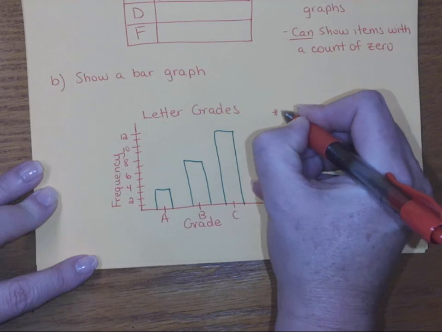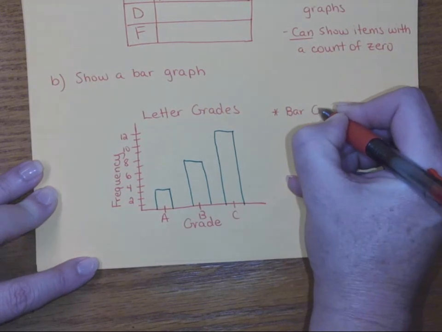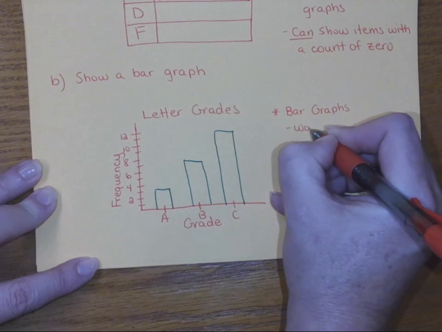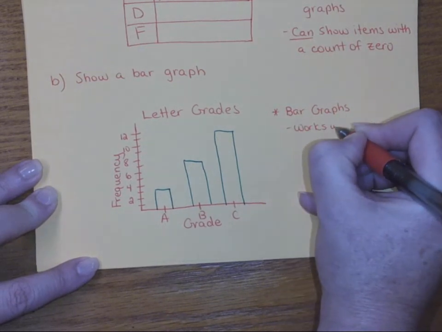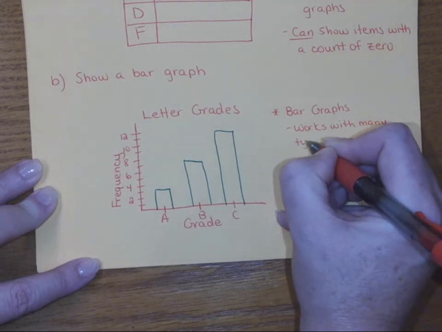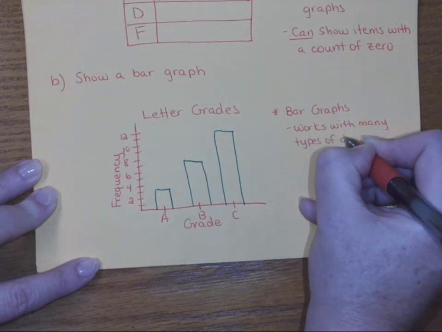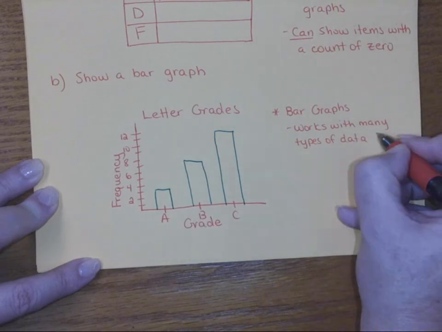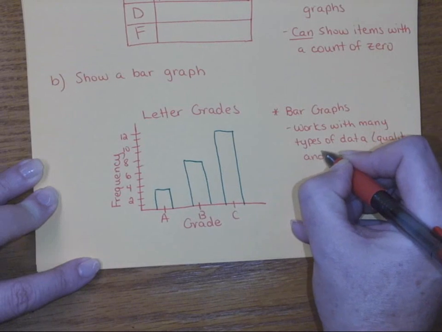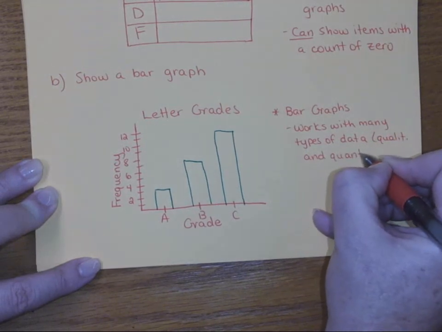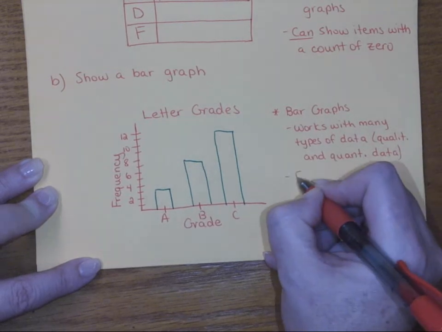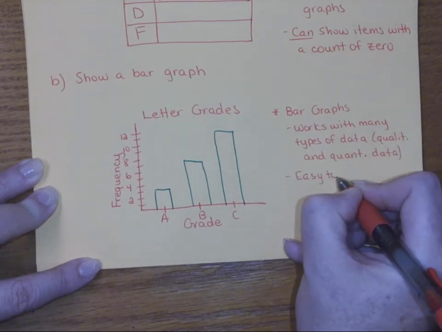All right, so let's talk about some benefits of the bar graph. Okay, one benefit is that it works with many types of data. Okay, it works with both qualitative and quantitative data. I think they're fairly easy to create and read.